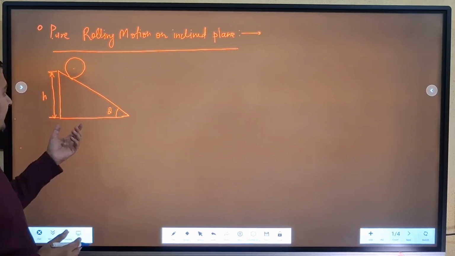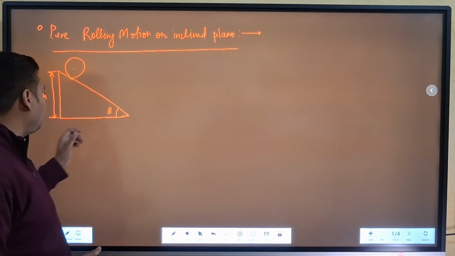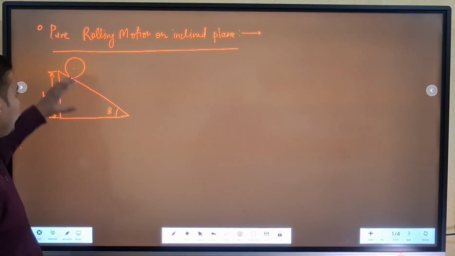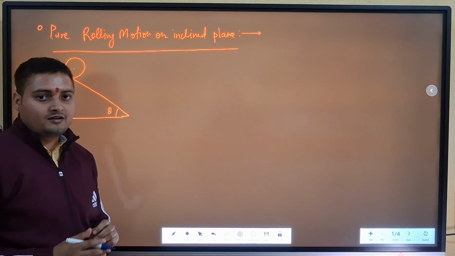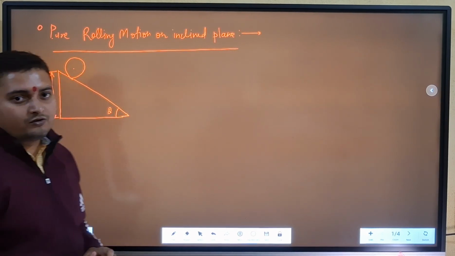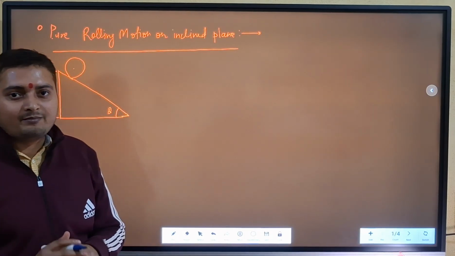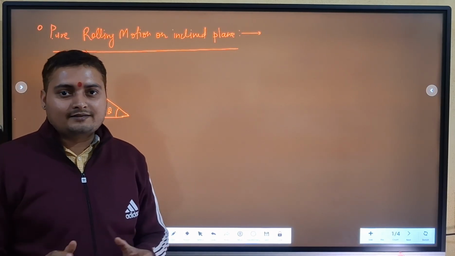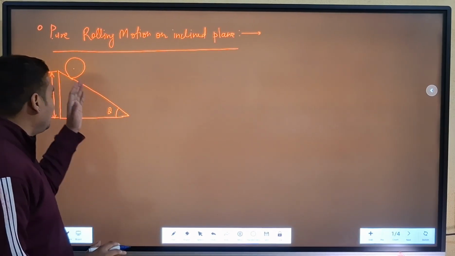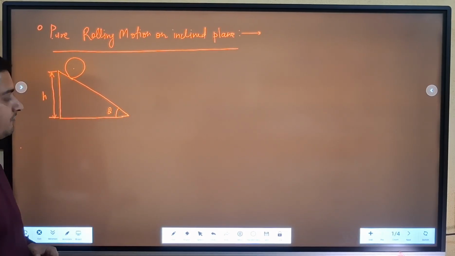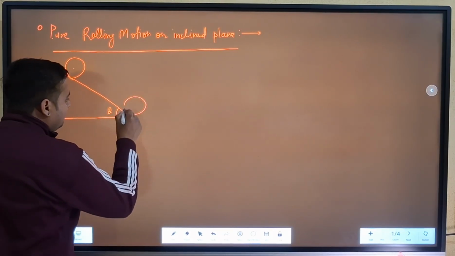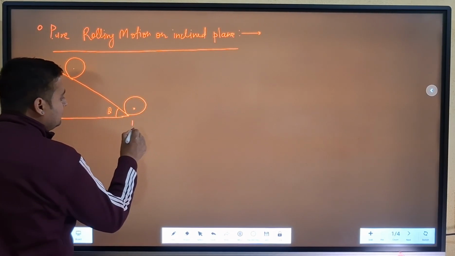So first thing, if you see here, we are given an inclined wedge of height h and angle of inclination theta, and we are taking a circular body for performing the rolling motion. The circular body can be anything like a ring, disc, solid sphere, hollow sphere. So we are taking a general case of a circular body, and we want to calculate what will be the time taken to reach the bottom point. What will be the time taken?